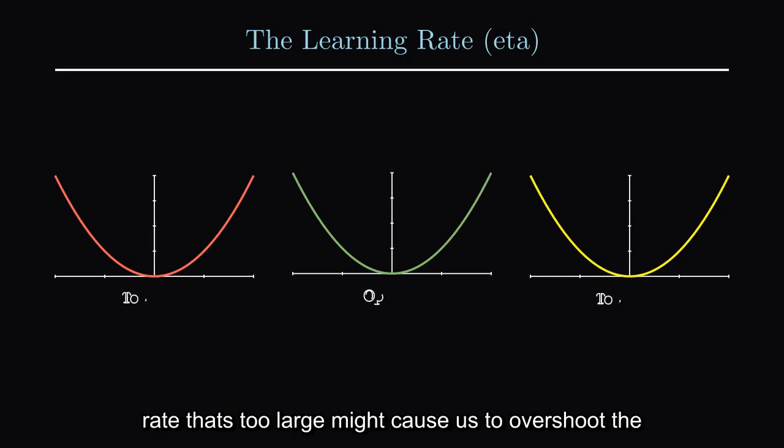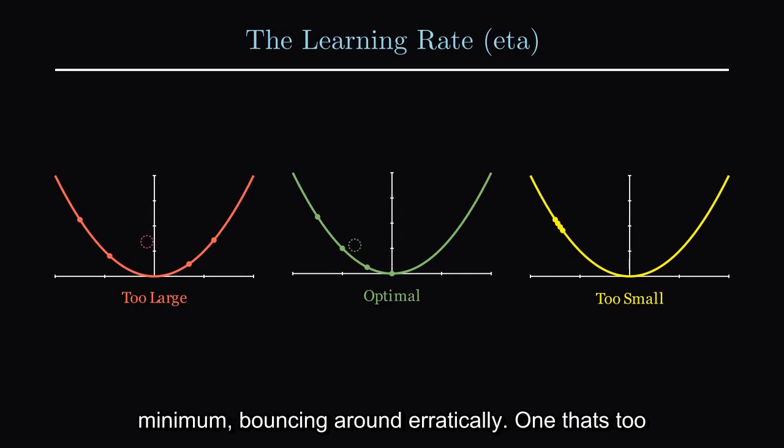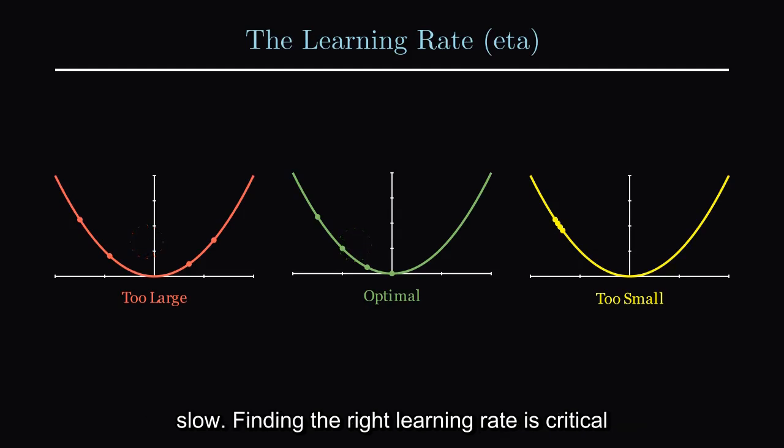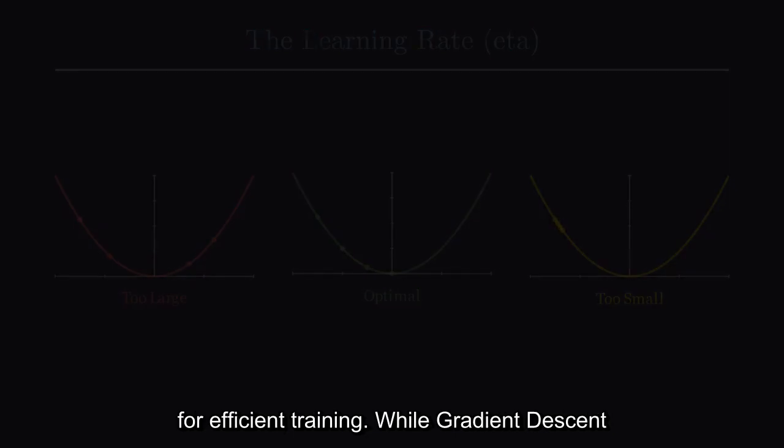A learning rate that's too large might cause us to overshoot the minimum, bouncing around erratically. One that's too small will make the learning process excruciatingly slow. Finding the right learning rate is critical for efficient training.